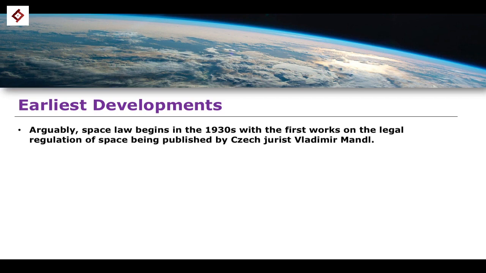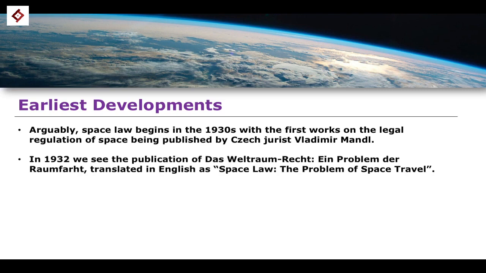before the idea of space exploration was even of particular relevance to anybody. It begins with the first works on the legal regulation of space being published by a Czech jurist by the name of Vladimir Mandl. Mandl published in 1932 a publication titled Space Law, The Problem of Space Travel. I'm not going to try and read the original title, but this is really where we start to see the first and earliest writings on the legal implications of going into space. What happens when we do go to space and have space travel? How does the law apply in this area?